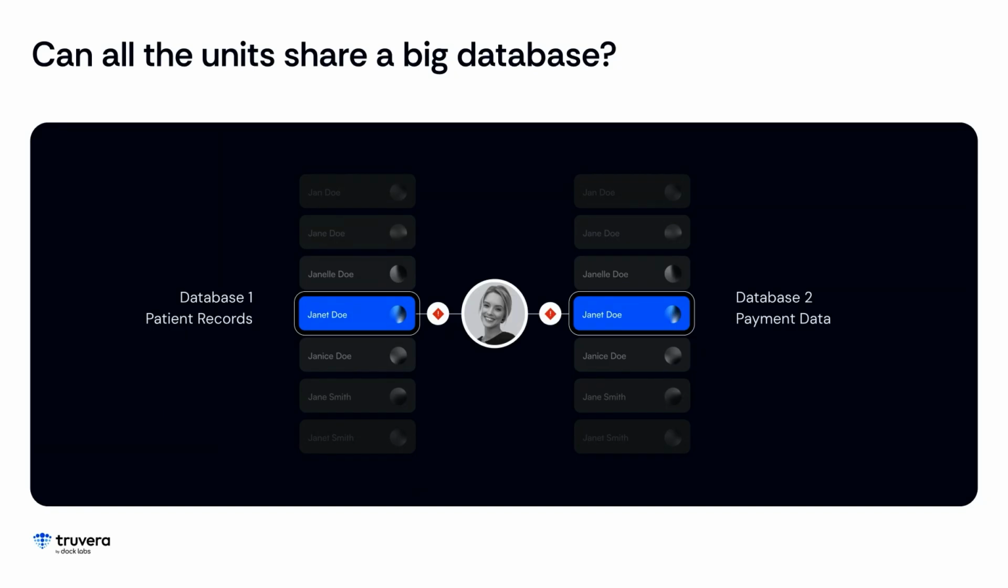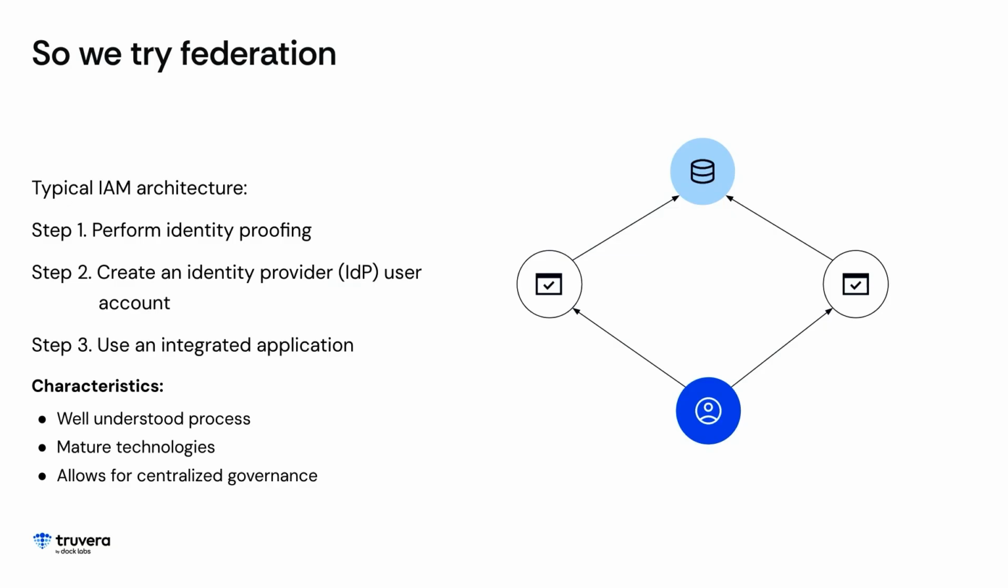So, as IAM architects, we pull out the trusty tool of federation, and we use that typical IAM architecture. When the user is onboarding, we identity proof the user, then we create the account in the identity provider, the IDP, for that user, and then they can use any application that we've integrated with our IDP.